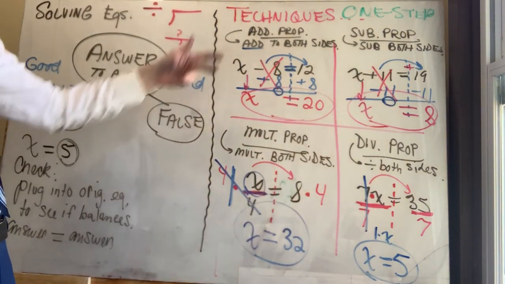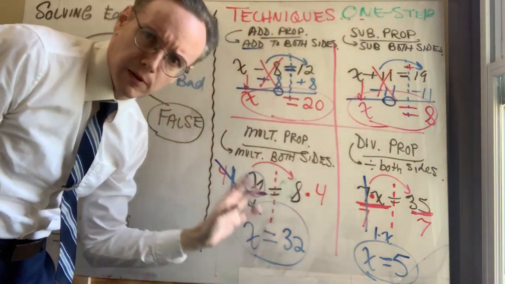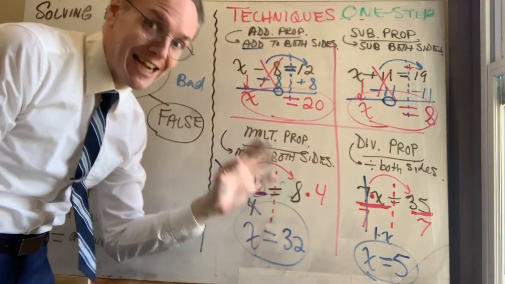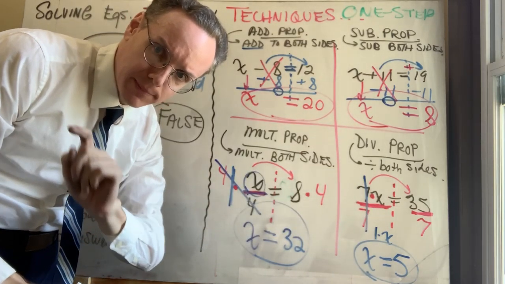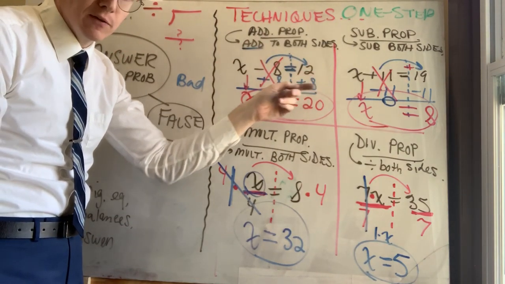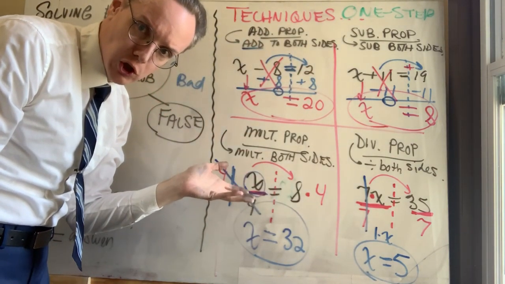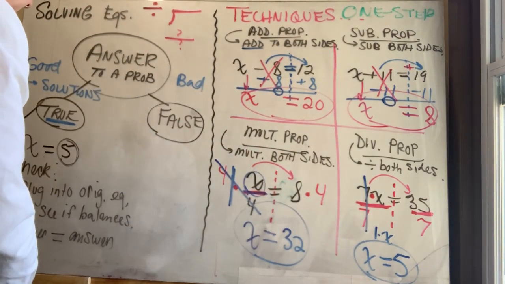Okay. Those basic four techniques, you will see a lot and sometimes in tandem with each other. This is the name of them: addition property, subtraction property, multiplication property, division property. What's more important than that is this basic idea. If you want to move something over the equals sign, you perform opposite operations. So if you see plus, subtract. If you see minus, add. If you see division, you multiply. If you see multiplication, you divide.